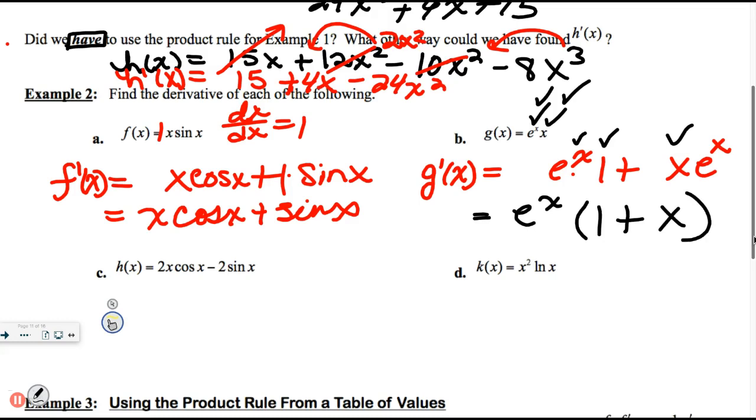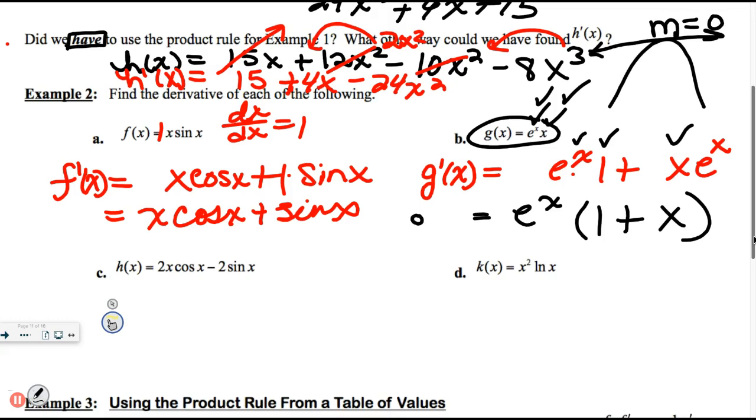Now again, there's other questions that you might be asked. It might say, where on the graph of this function is there a horizontal tangent line? Well, for there to be a horizontal tangent line, the slope has to be 0, which means the derivative has to be 0. So you would replace g prime with a 0 and say, oh, at x equals -1.